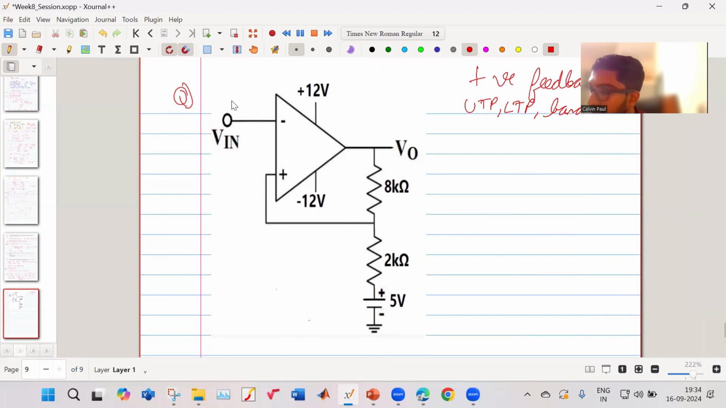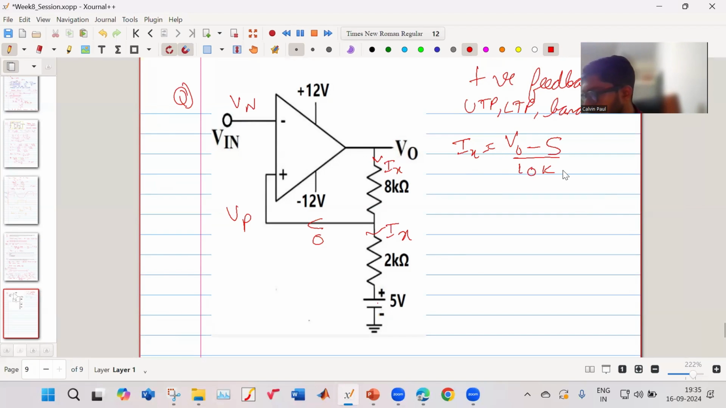First, this is my VN, this is my VP. Current over here is 0. So this is the current which will flow, IX. The same current IX will flow. So what is my IX? There are many ways we can write IX. I can find it as V output minus 5, there is 5 volt, by the total resistance 10K. This is one value of IX.